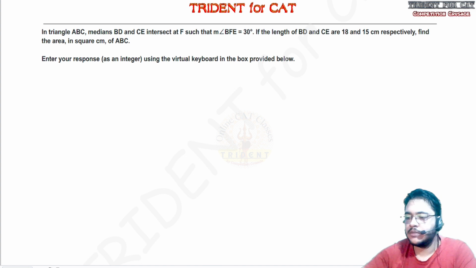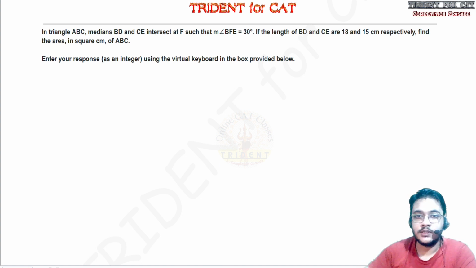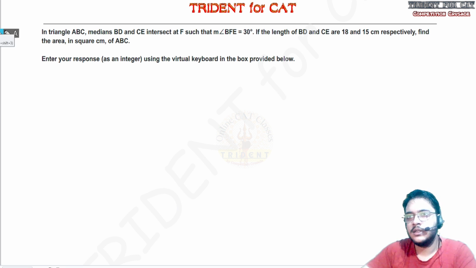In this session, I'm looking at a geometry question, a very interesting question. This question typically will revise you of a lot of concepts. So let's read the question.